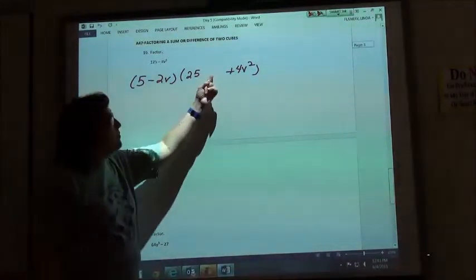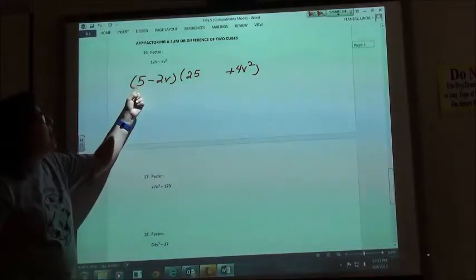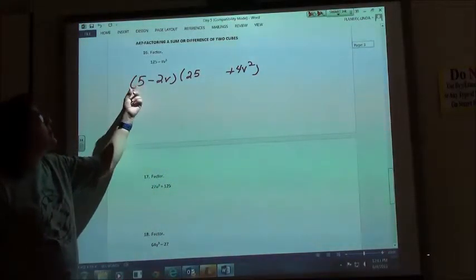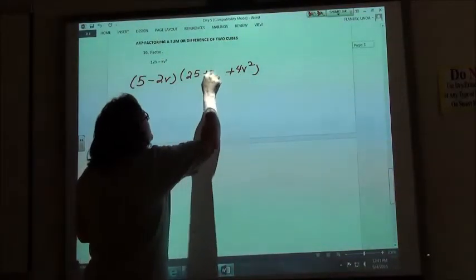The middle term is what cancels everything out when you multiply it out. It ends up being the opposite of this product. So this product here would be negative 10v. The opposite of that then would be positive 10v.